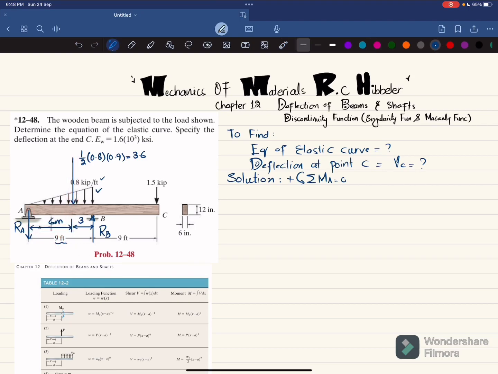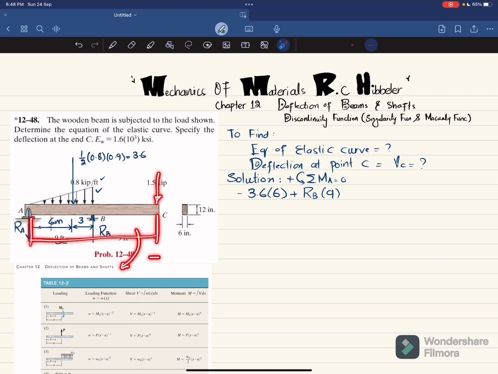So I will write minus 3.6 into perpendicular distance 6. The second moment is produced due to RB, with perpendicular distance 9 feet, and this is producing counterclockwise, so it will be positive. So I will write plus RB into 9. The third moment is produced due to the 1.5 kips load, the perpendicular distance is 18, and this is producing clockwise, so it will be negative. So I will write minus 1.5 into 18 is equal to 0.